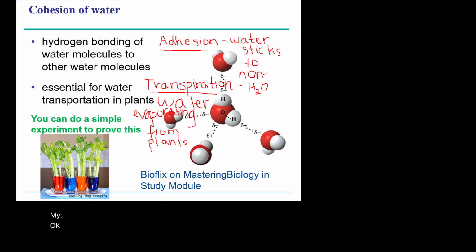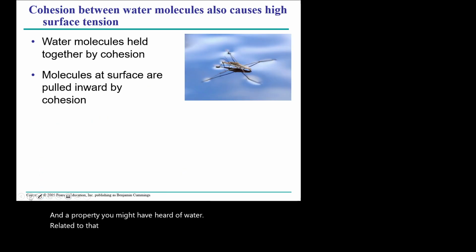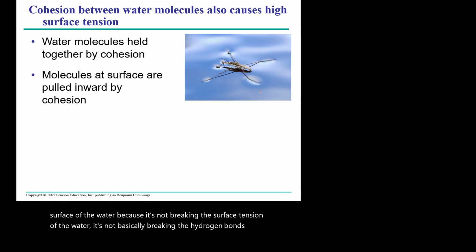Okay, so I wanted to give one more example of cohesion. A property of water related to that, that you might have heard of, is high surface tension, which is caused because of cohesion. This is because water molecules are held together. So the water strider bug here, that has a really spread out body, a high surface area, is able to actually walk or stride along the surface of the water because it's not breaking the surface tension of the water. It's not breaking the hydrogen bonds between the water molecules because it's not putting a lot of weight bearing load against it to break them.